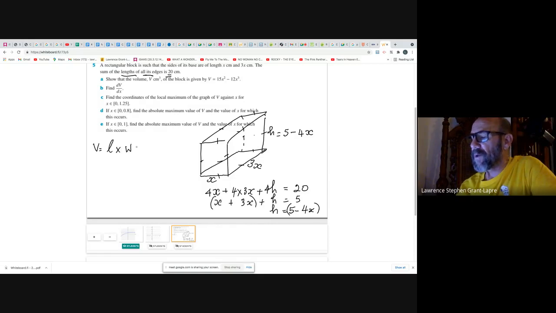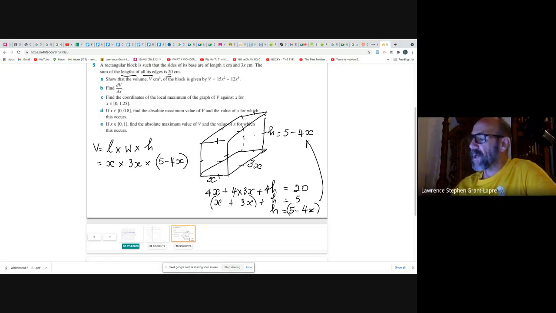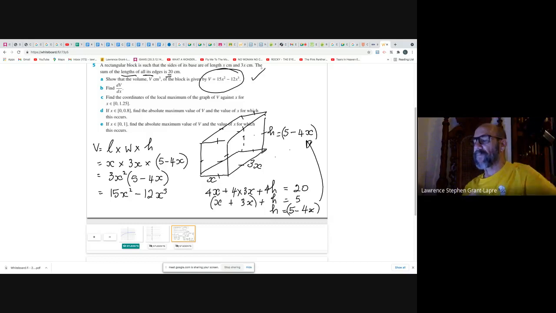Show that the volume is length times width times height. The length is x, the width is 3x, and the height is 5 minus 4x. That was a bit of a tricky maneuver to work out the height. Now we needed that 5 minus 4x to find the volume, and we've got 3x squared times 5 minus 4x. And when we expand that, we get 15x squared minus 12x cubed. And that's exactly what we were looking for.